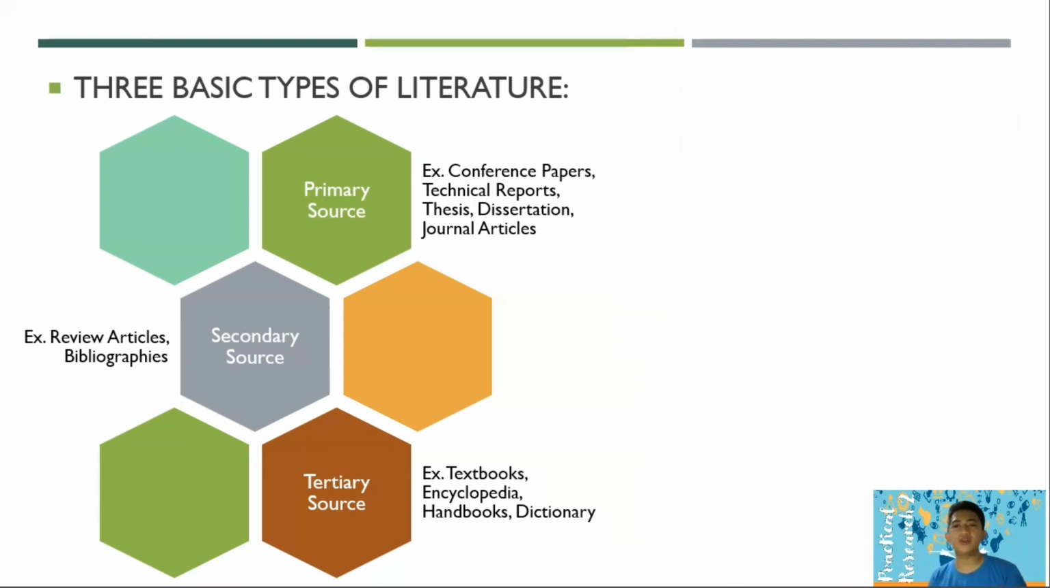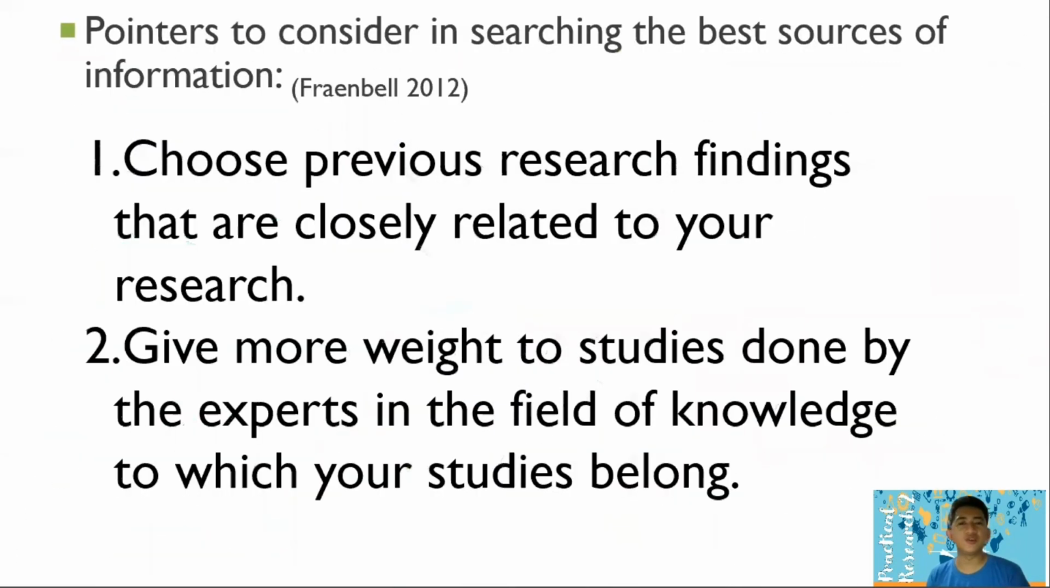Let's look into some pointers to consider in searching for the best sources of information. According to Fran Bell 2012, the first thing that we need to do is to choose previous research findings that are closely related to our research. Hahanap tayo ng mga information first, ng mga research findings that are related to our research topic. We will not get research papers that are not connected to our own research. Then the second one is to give more weight to studies done by the experts in the field of knowledge to which your study belongs.